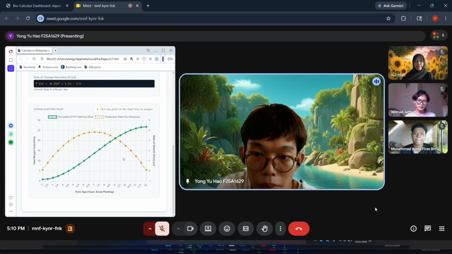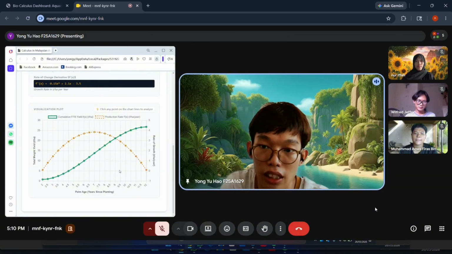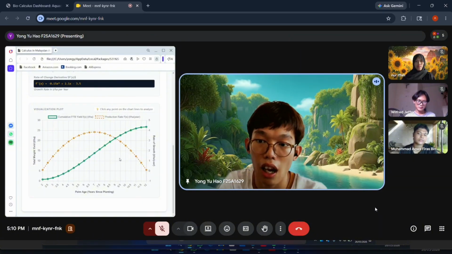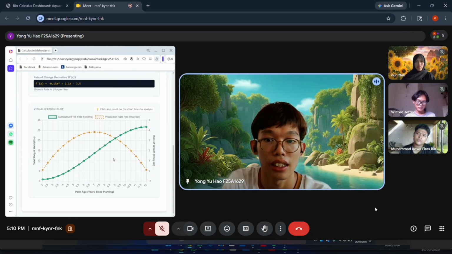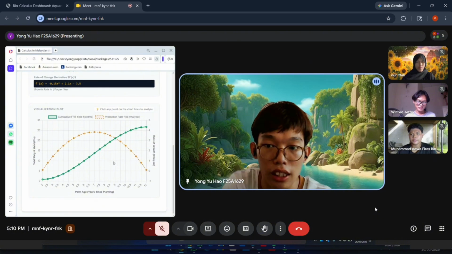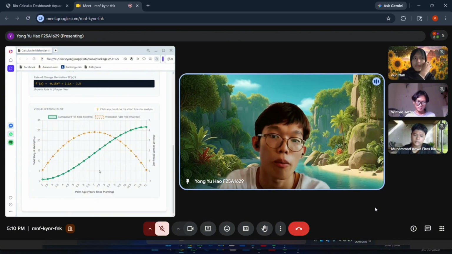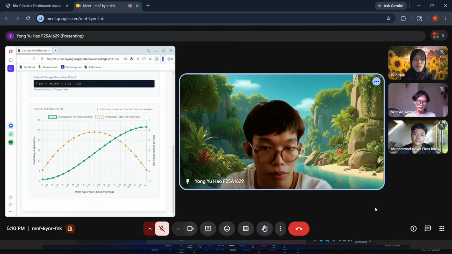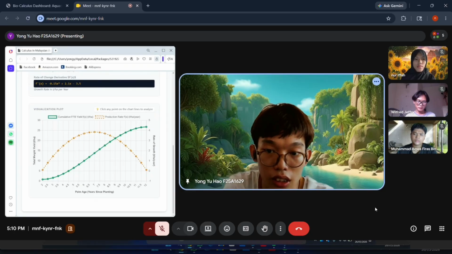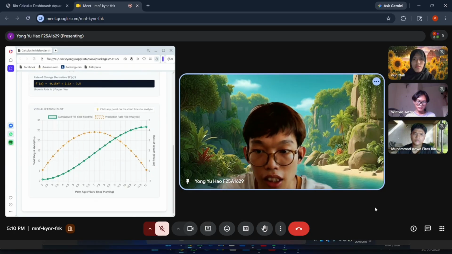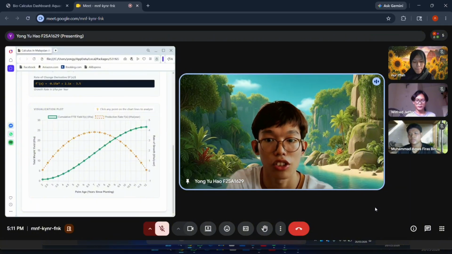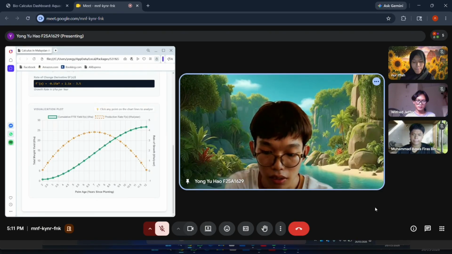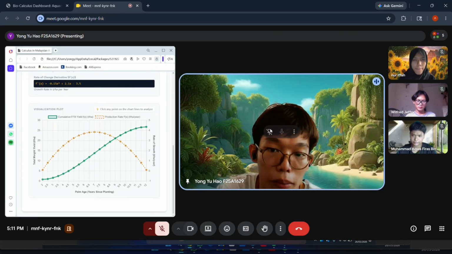One of the recommendations to improve this HTML website is to add hover tooltips and animation effects. This will make the website more interactive, easier to understand, and more professional for use. So, in conclusion, this project successfully demonstrates how derivatives can be applied in bioscience and agricultural technology. That's all for me. Thank you.